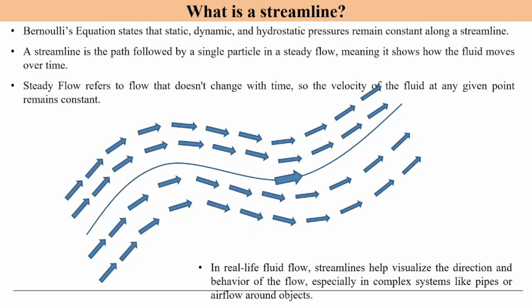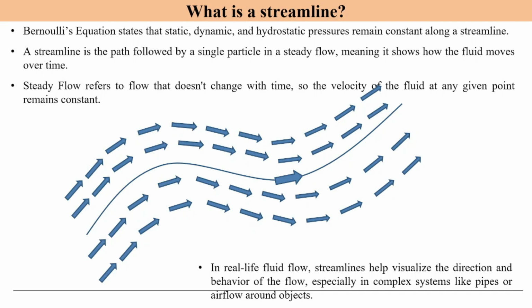Okay, so the next part is, as we already said, the fluid should be inviscid. Bernoulli's equation assumes the fluid has no viscosity. This means it flows without resistance. A streamline is the path followed by a single particle in a steady flow, meaning it shows how the fluid moves over time. Steady flow refers to flow that doesn't change with time, so the velocity of the fluid at any given point remains constant. But we never observe such a scenario in real life problems.